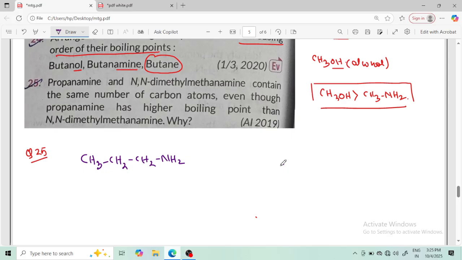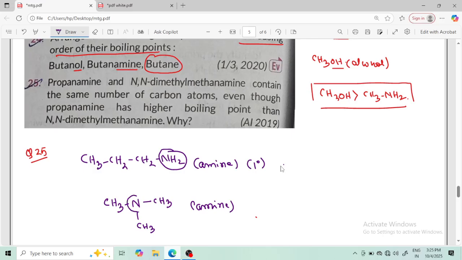Then N,N-dimethylmethanamine. Methanamine means CH3 and N, but they have given that on N there is one methyl and another methyl also, like I'm using the concept of IUPAC. Now clearly I know that this one is also an amine structure and this one is also an amine structure, so I'll be using the first rule of boiling point, if all the compounds are amines. This one is 1 degree, because I can see that with nitrogen there are 2 hydrogens, and here with nitrogen there are no hydrogens, so it's a 3 degree amine.